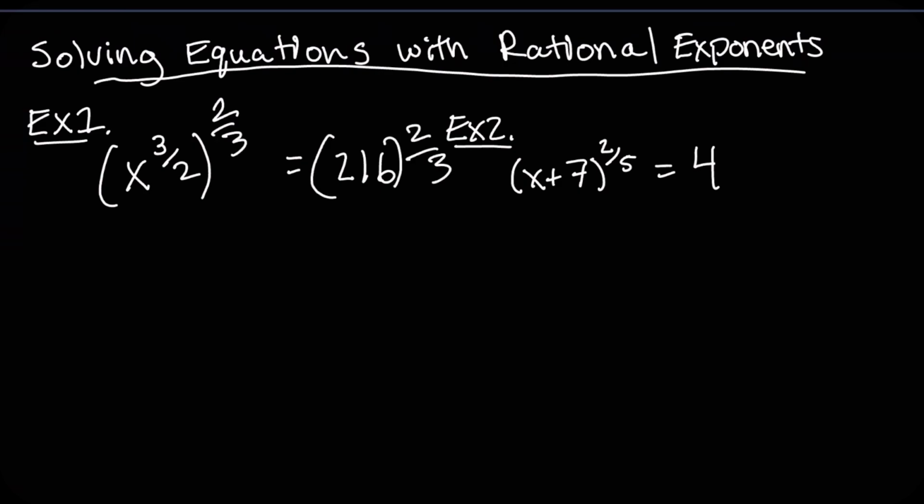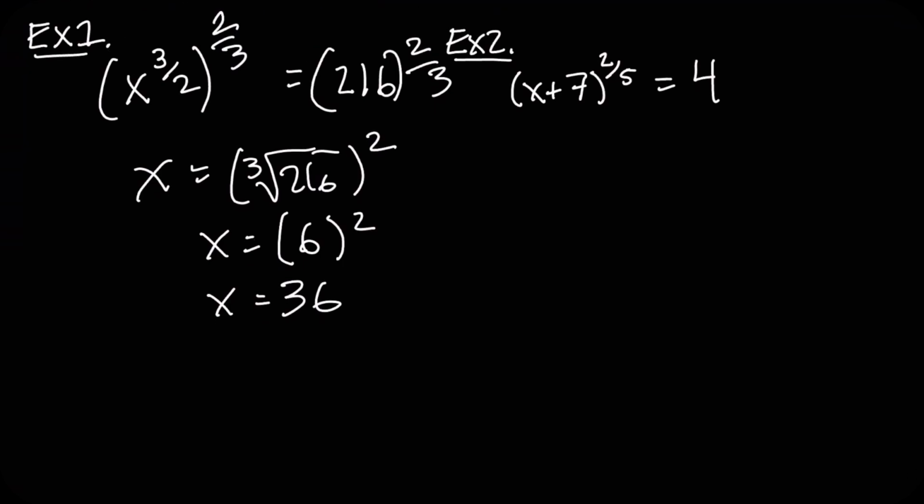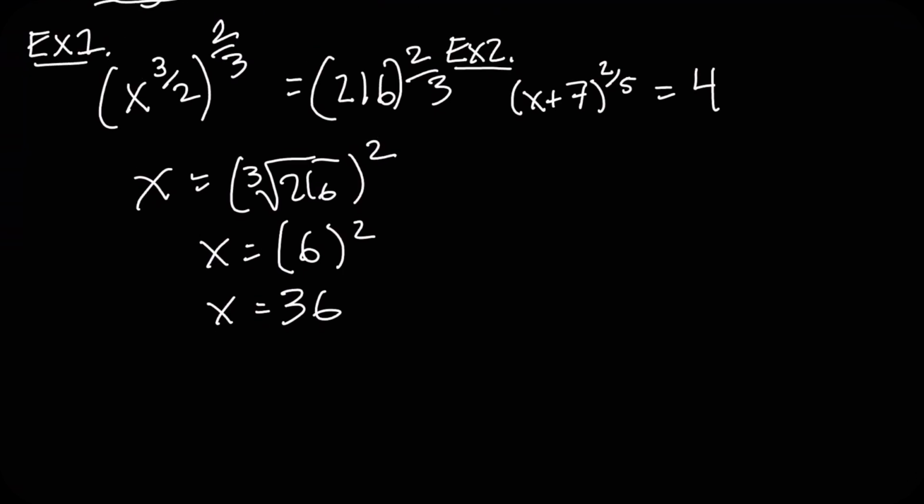So this will give us x is equal to, and what this is looking like is going to be the cubed root of 216 raised to the second power, or x is equal to 6 squared, or x equals 36. So now that we have x is equal to 36, let's go ahead and plug that back into the original equation and make sure it makes sense.